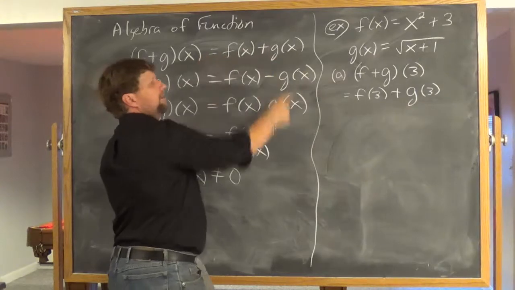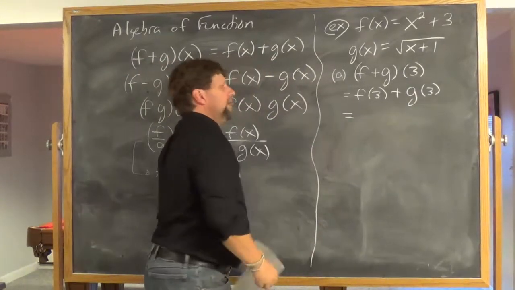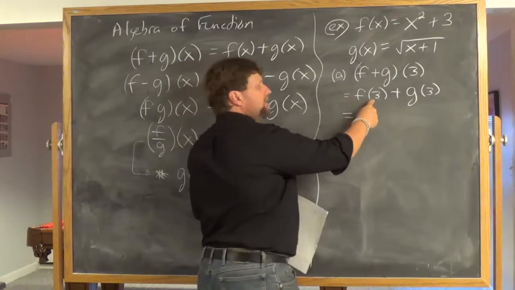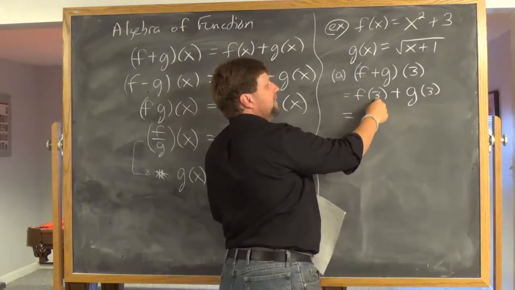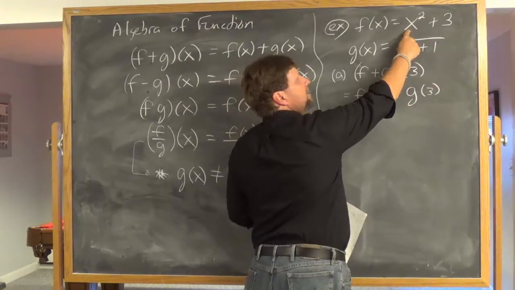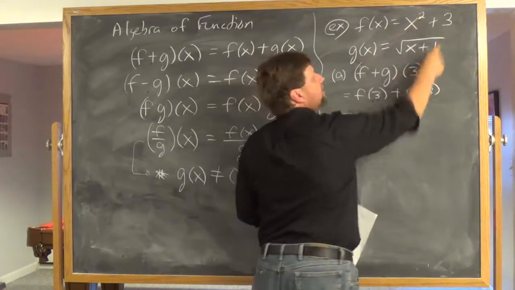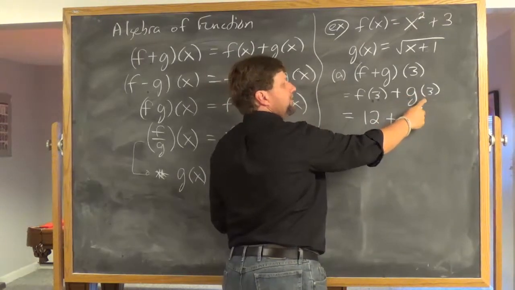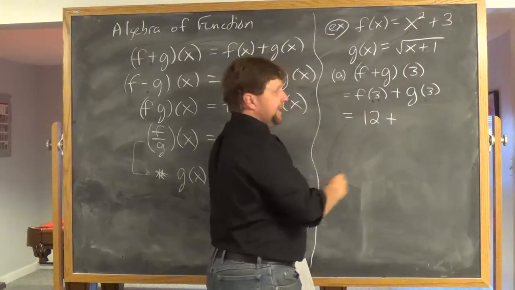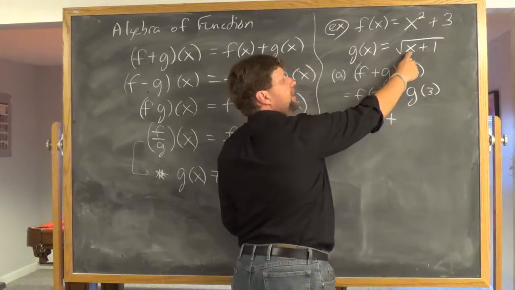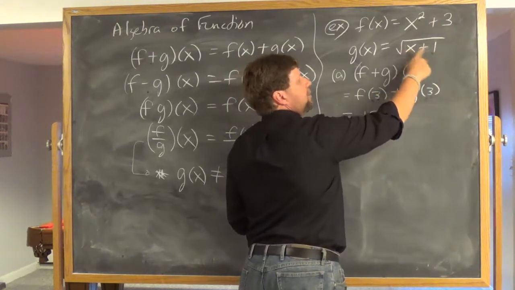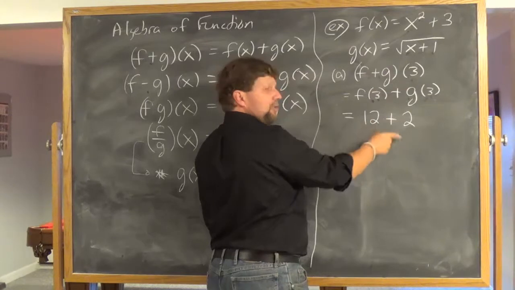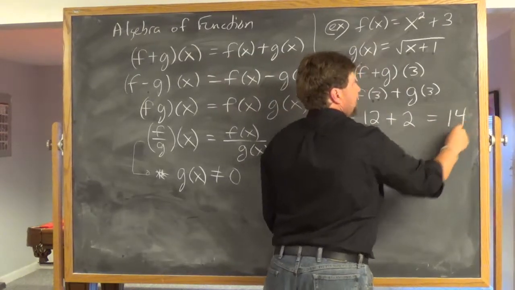I'm just using this here. And then, remember, last week we saw how to evaluate functions. To get the f of 3, you take 3 and you toss it into function f wherever you see an x. So the 3 comes in here for the x. 3 squared is 9. 9 plus 3 is 12. To get the g of 3, you put 3 into function g wherever you see an x. So 3 comes in here for x. 3 plus 1 is 4. The square root of 4 is 2. So f plus g of 3 is 12 plus 2, which is 14.